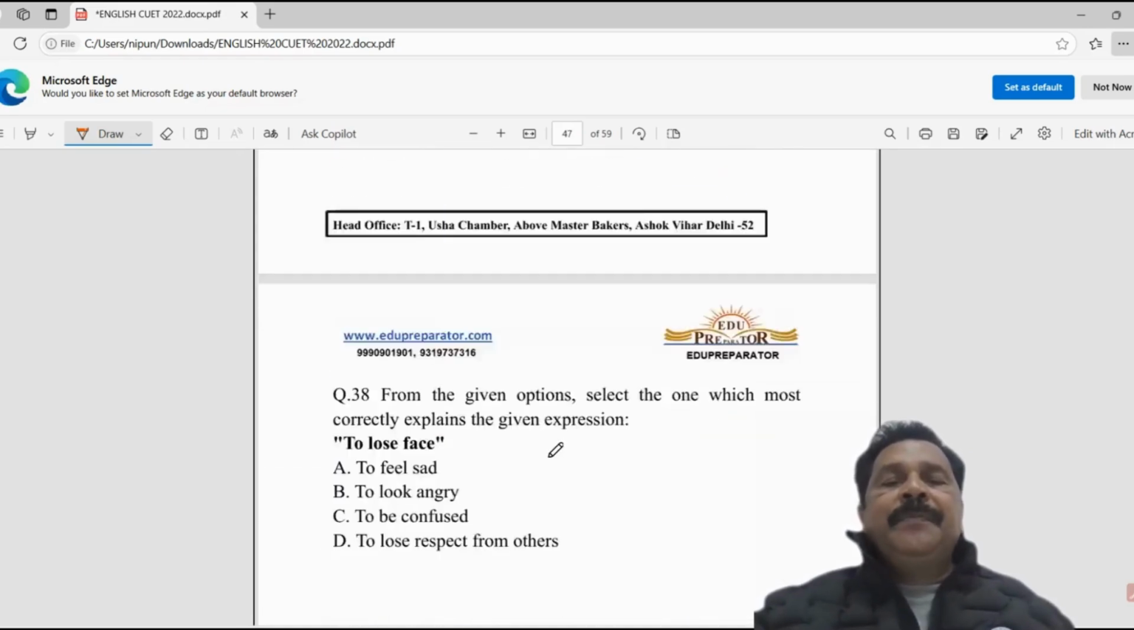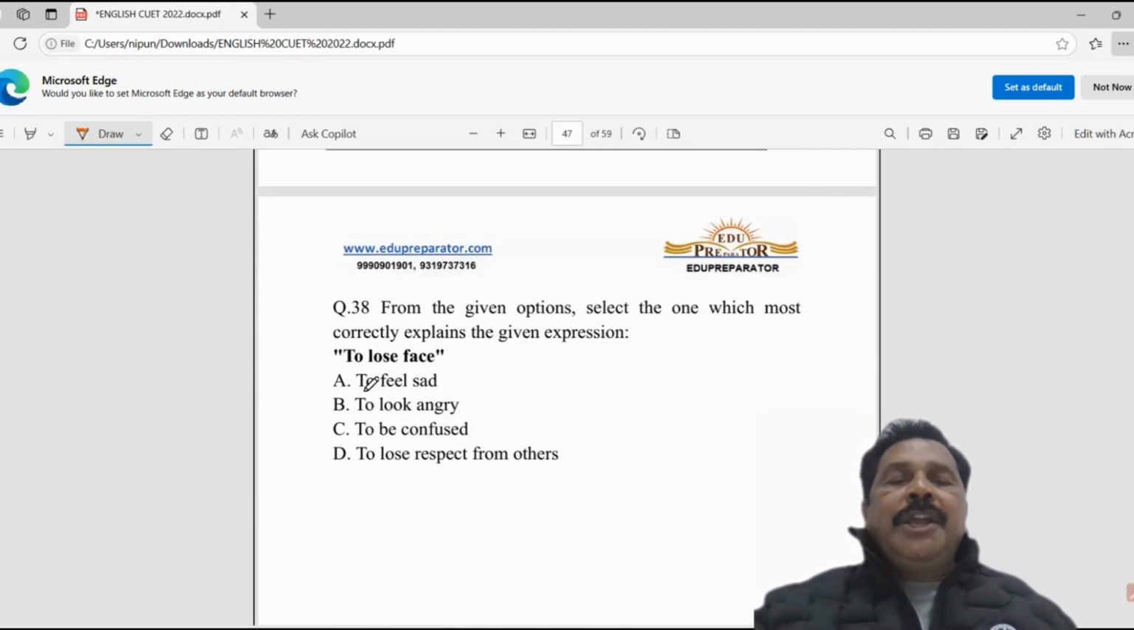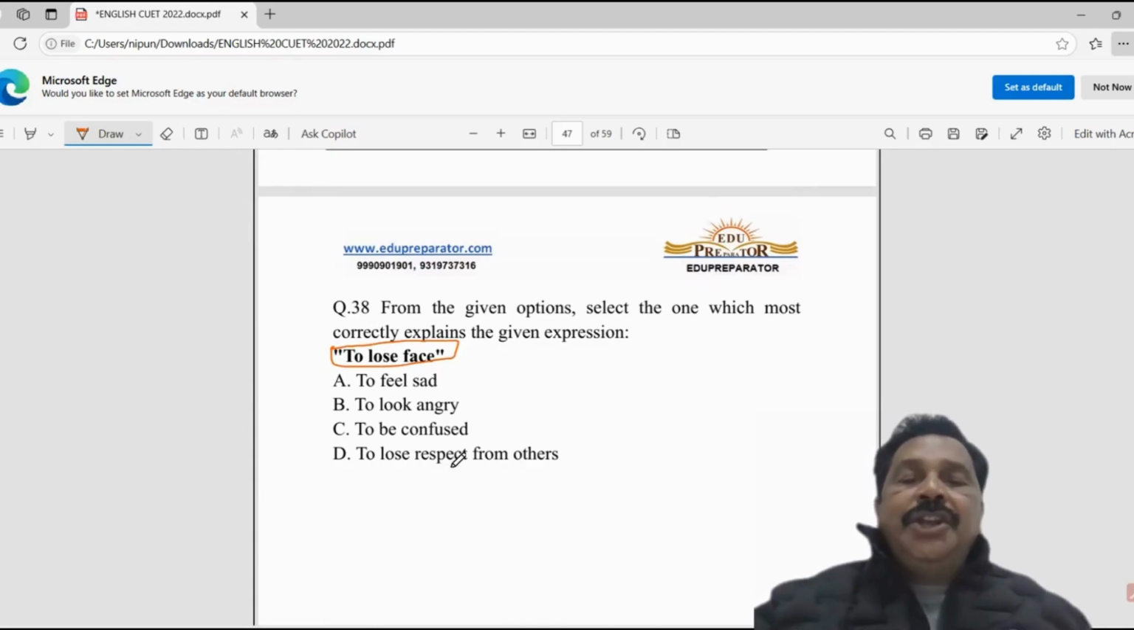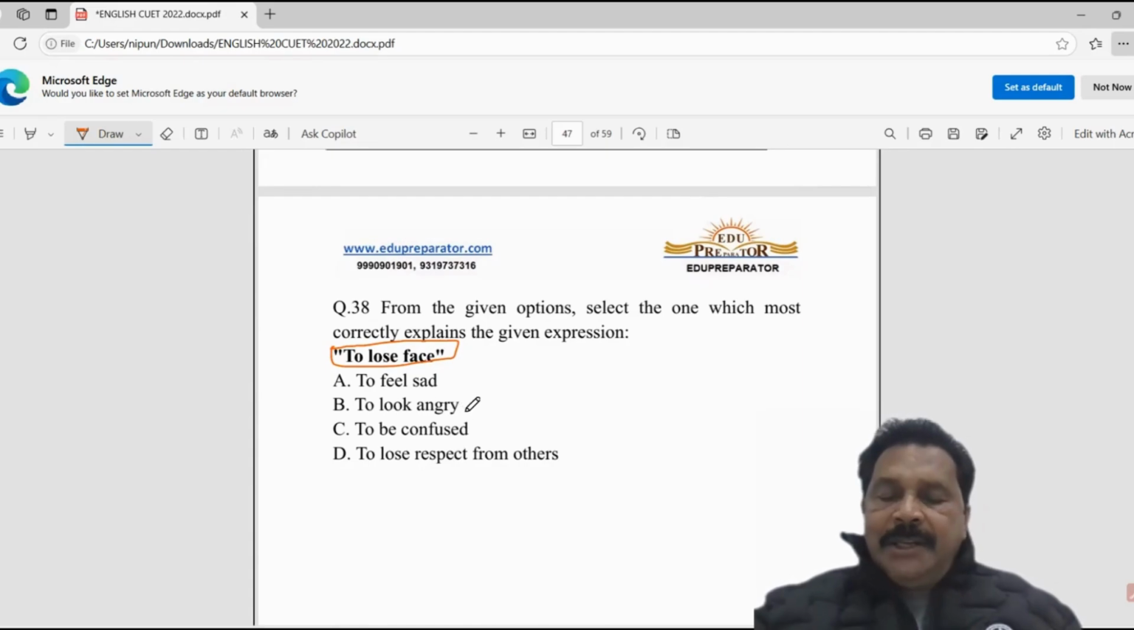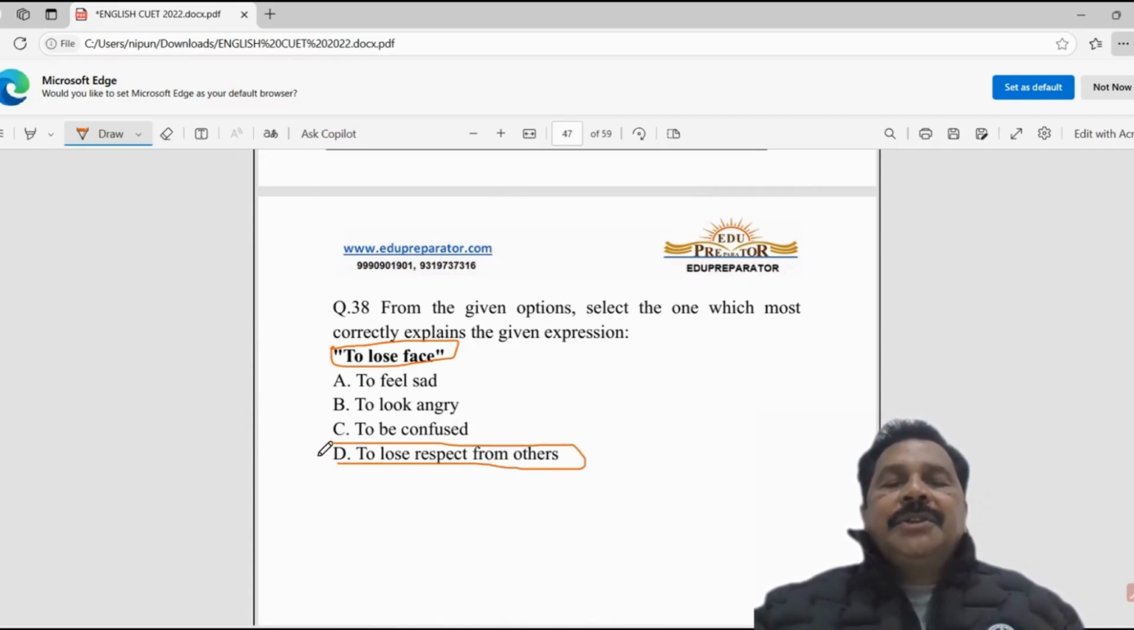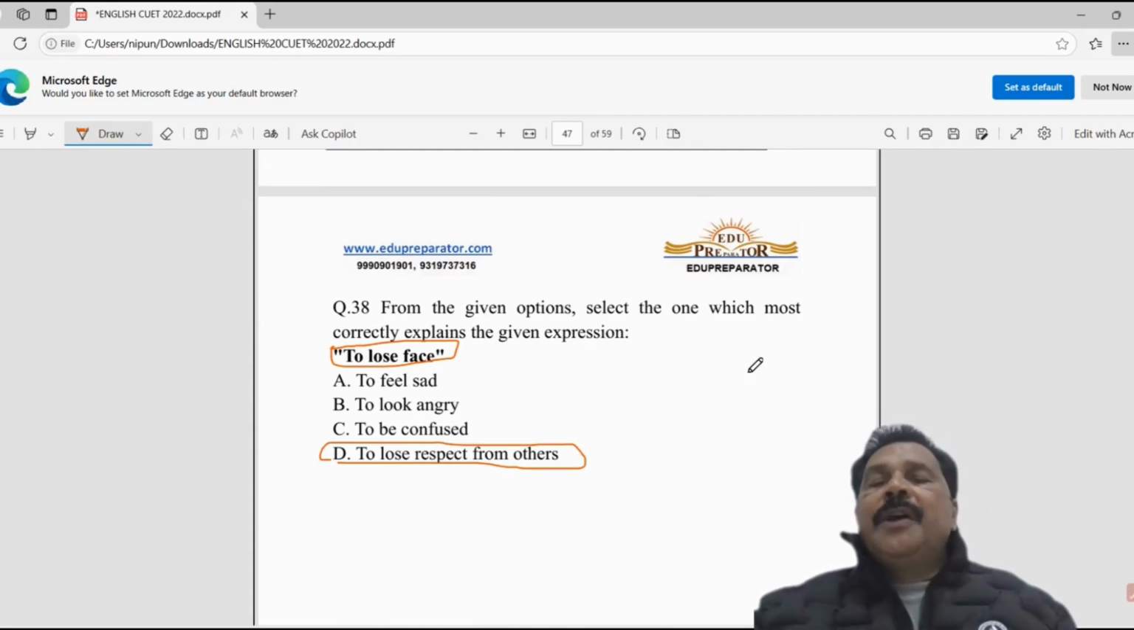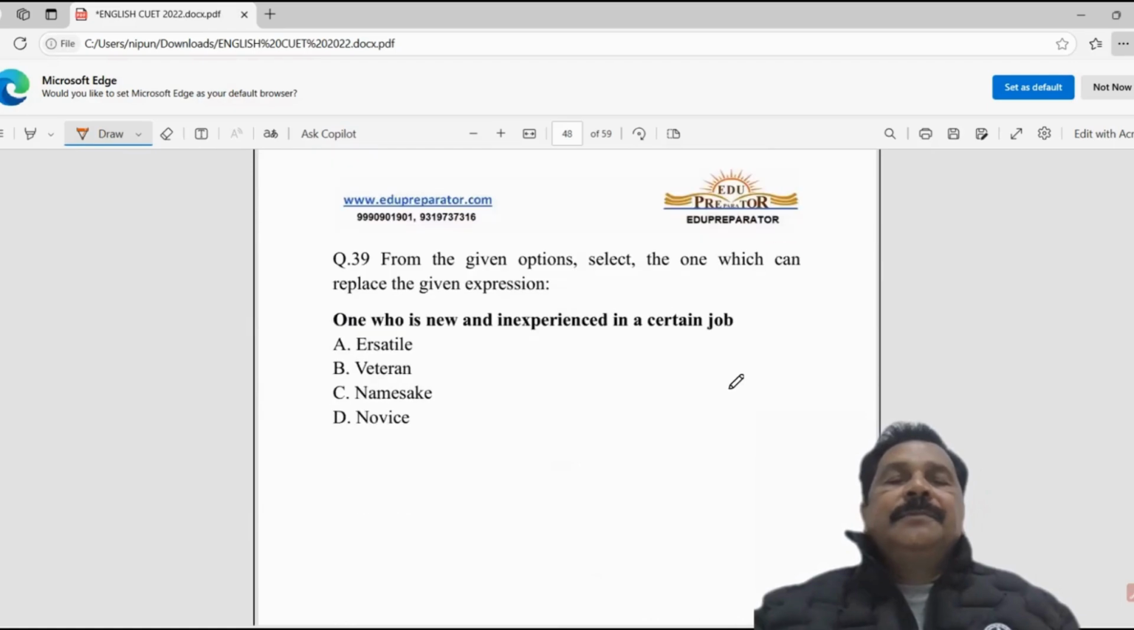Understand the idiom? From the given options again, to lose face means to lose one's identity, to feel sad, to look angry, to be confused, or to lose respect from others. The answer is to lose respect from others.